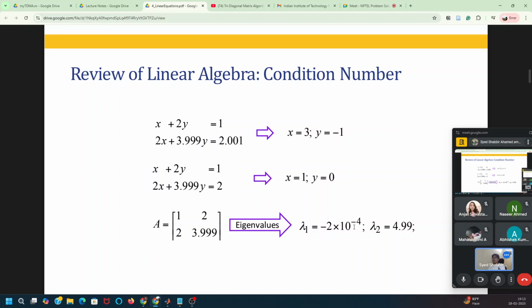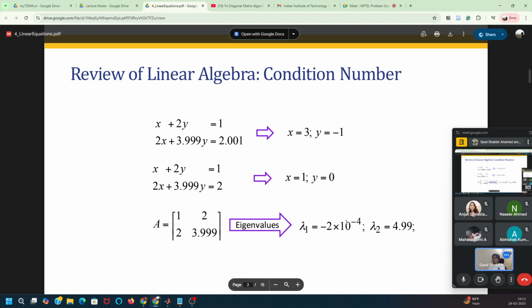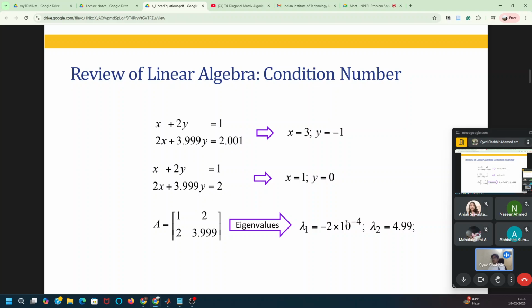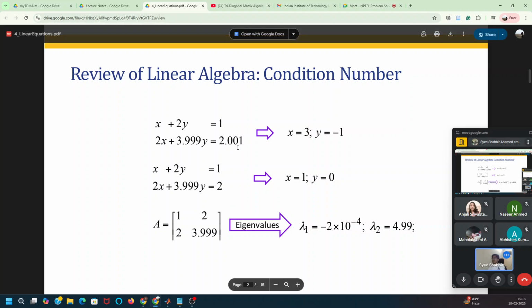Like lambda 1 is minus 2 into 10 to the power of minus 4, and lambda 2 is 4.99. So the thing is, condition number is nothing but the ratio of the absolute maximum eigenvalue divided by the absolute minimum eigenvalue. So if you do the ratio, you can get the condition number of a matrix.